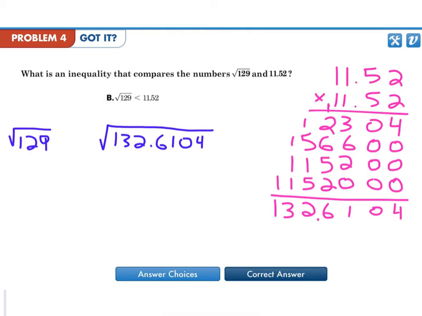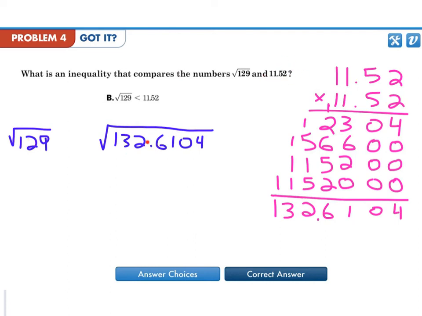All right. So what we're looking at here is I have done the math over here to square 11.52. 11.52 times 11.52, and I get this number. That means if I put that under the square root symbol, it'll be exactly this. Okay? Since 11.52 times 11.52 is 132.6104, then the square root of that will be the number, 11.52.